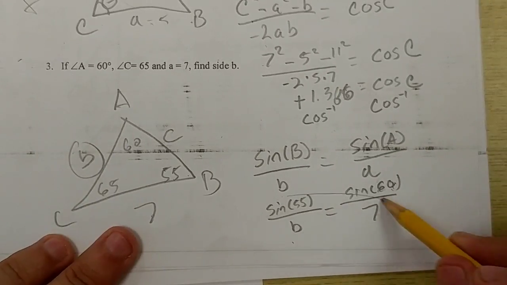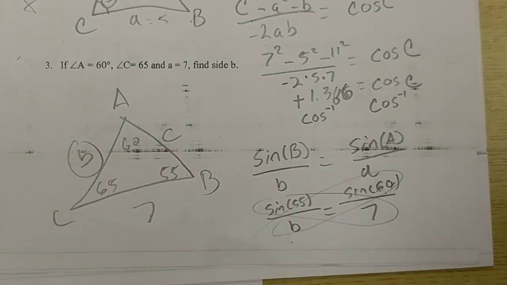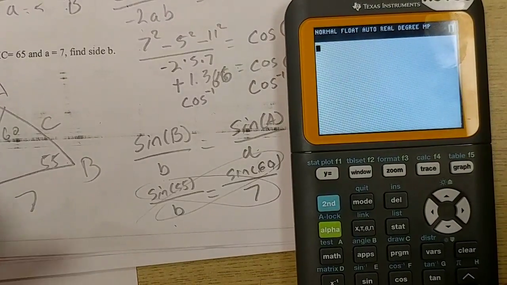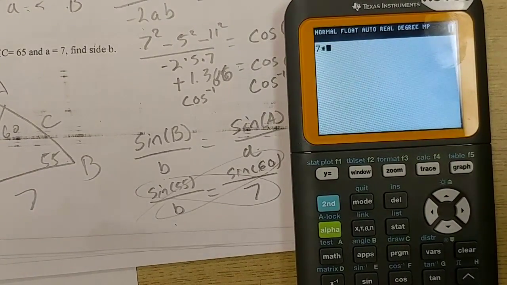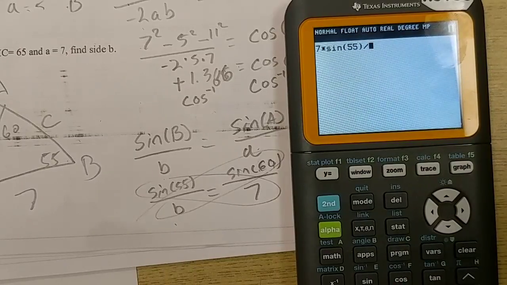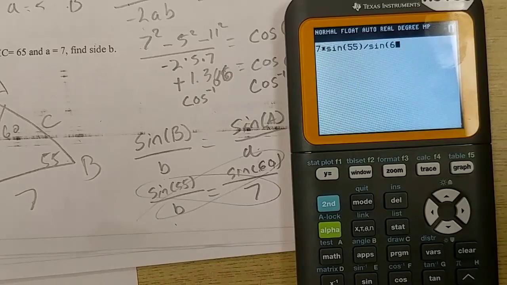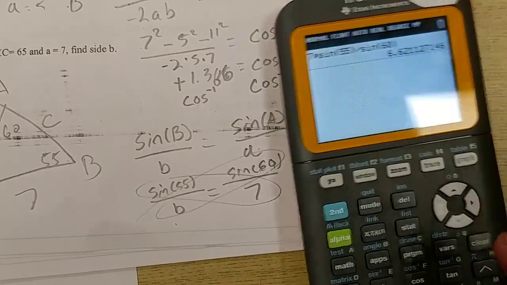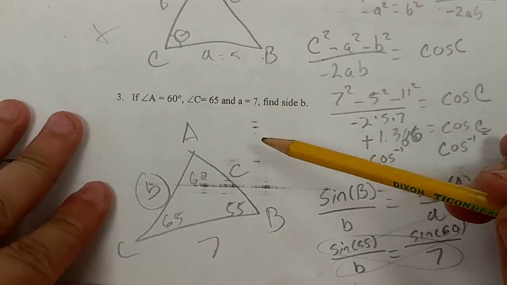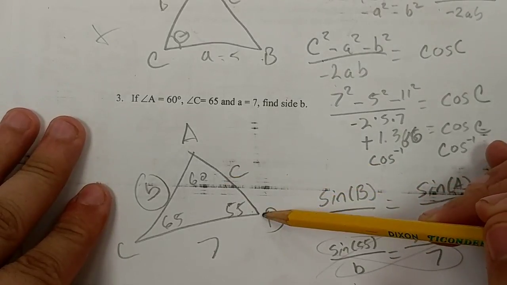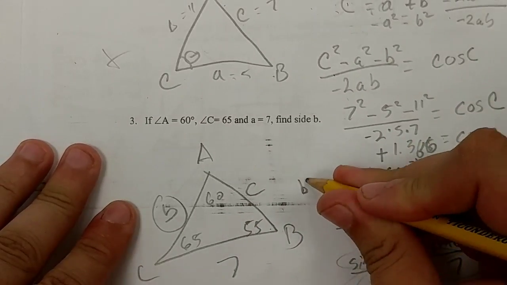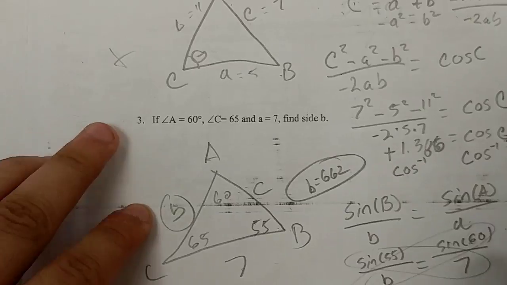So what I'm going to do is some cross multiplication. I'm going to do 7 times sine 55 divided by sine 60. So my answer for little b should be smaller. Here's a little help to check yourself: if this is 60 degrees and this is 55 degrees, this side should be smaller than this one. And I got 6.62. So little b equals 6.62. Okay.